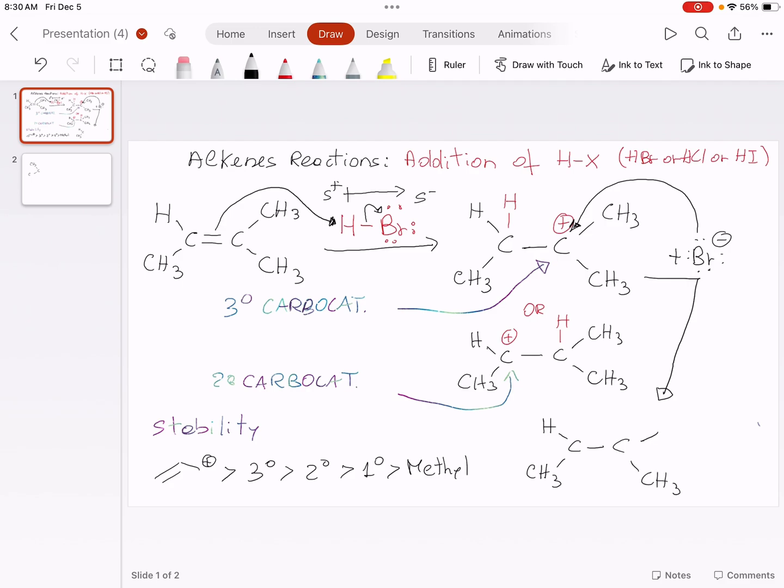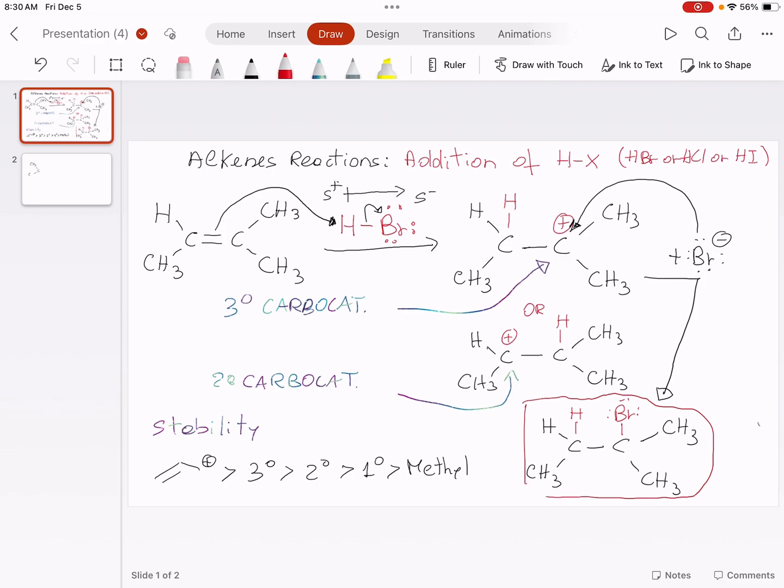which practically has the hydrogen adding to the carbon that had more hydrogen to begin with, and the halogen adding to the carbon that is more substituted. This is the major product.